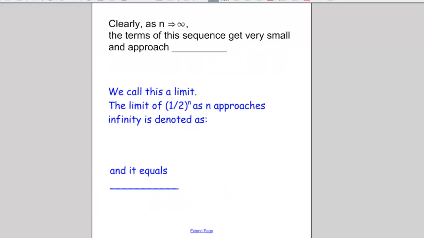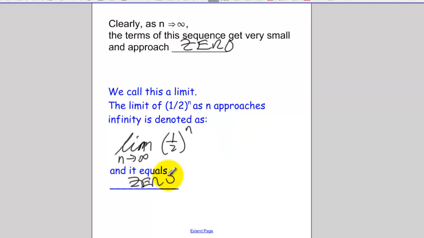Now clearly, as n approaches infinity, the terms of this thing get very small and approach 0. We call this a limit. The limit of 1/2 to the n as n approaches infinity is denoted like this: the limit as n approaches infinity of 1/2 to the n, and it equals 0.